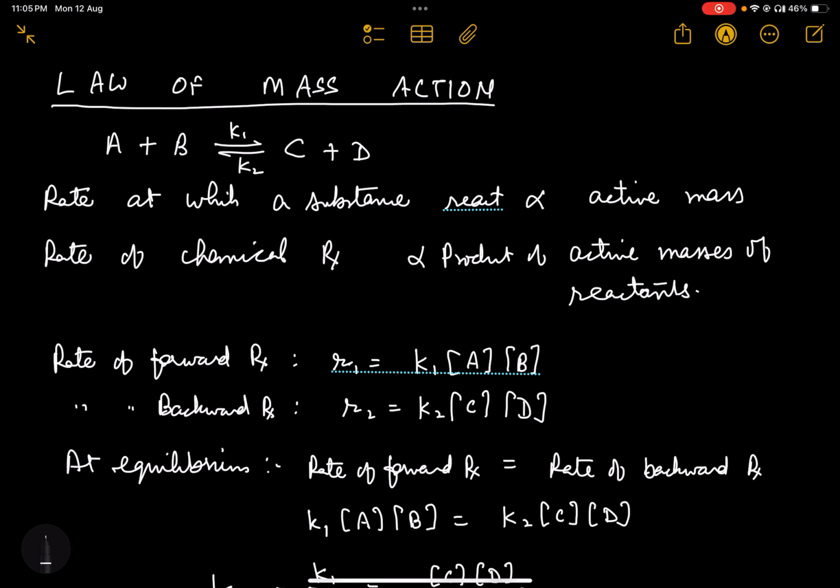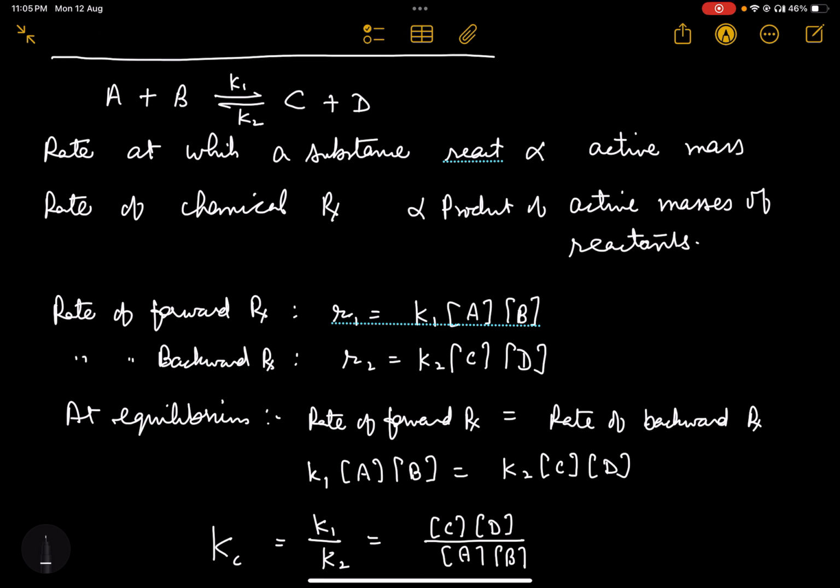Thus, in this equation, where A and B react to give C and D, and the rate constant of the forward reaction is K1, whereas the rate constant of the backward reaction is K2, the rate of forward reaction R1 is equal to K1 into concentration of A and B, whereas the rate of the backward reaction R2 is equal to K2 into concentration of C and D. At equilibrium, when both the forward and the backward reaction rates are equal, K1 into concentration of A and B is equal to K2 into concentration of C and D.